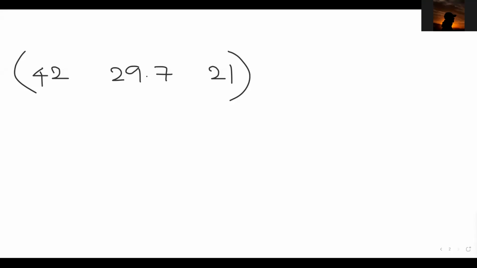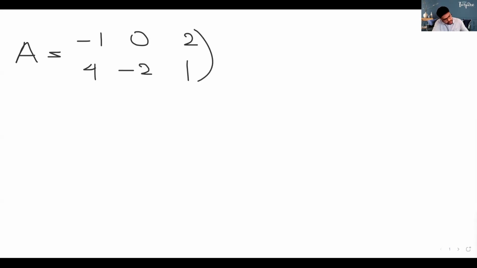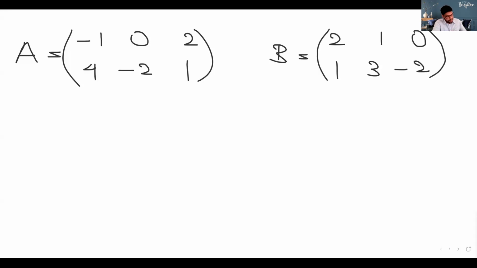Right. Okay, so in that case, we'll move on with the fifth question. So children, now the fifth question, we have to add matrices. So let me write down the two matrices first. We have matrix A, which is -1, 0, 2, and 4, -2, 1. And then we have matrix B, which is 2, 1, 0, 1, 3, -2. Okay, right. So children, the first question is, what is A plus B?